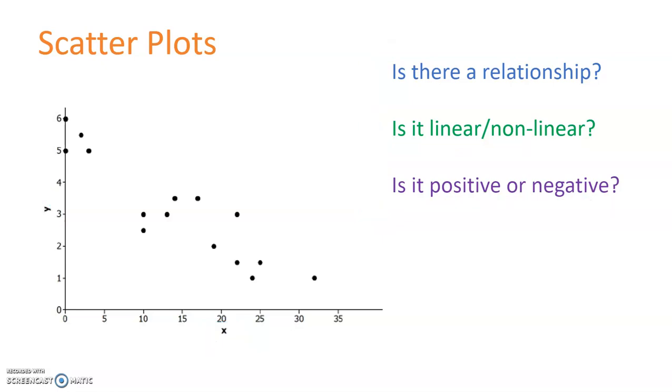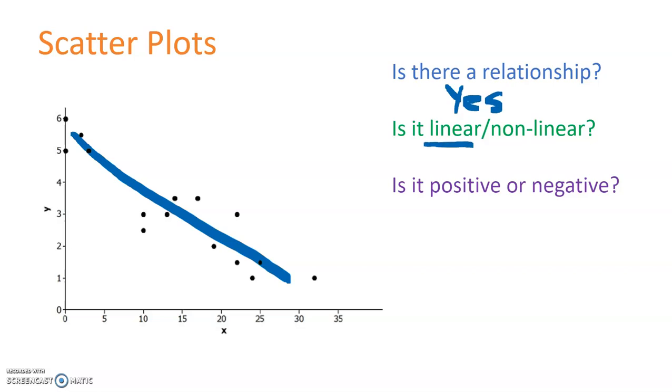So if we have a look at this first scatter plot, we can see that there's a general trend this way, and I could fit that with a straight line. So I'm going to say yes, there is a relationship, and I'm going to say it is linear. Now looking at the direction, is it positive or negative? Well, it's sloping downwards as we go left to right, so therefore it is a negative. So we could say that the data can be represented by a negative linear relationship.